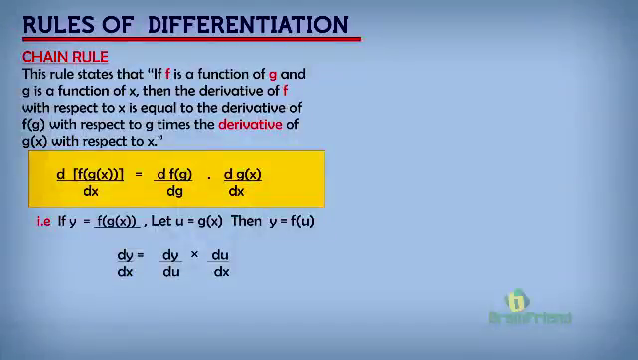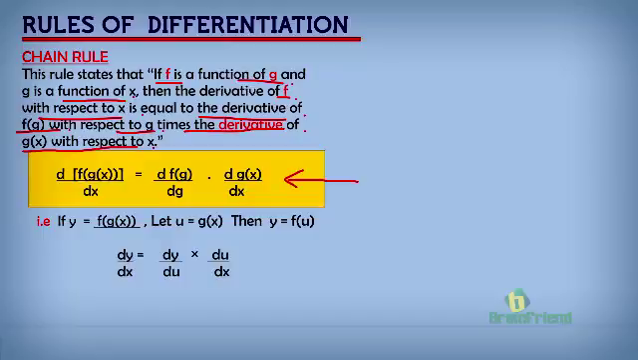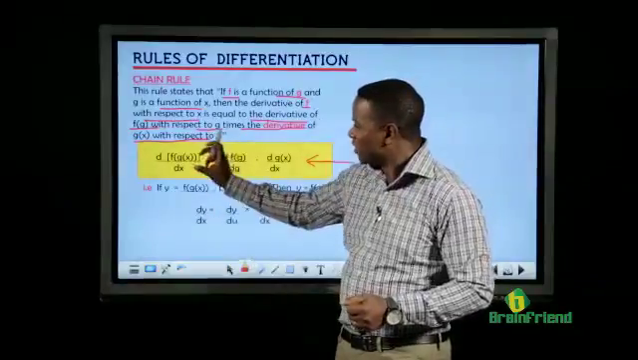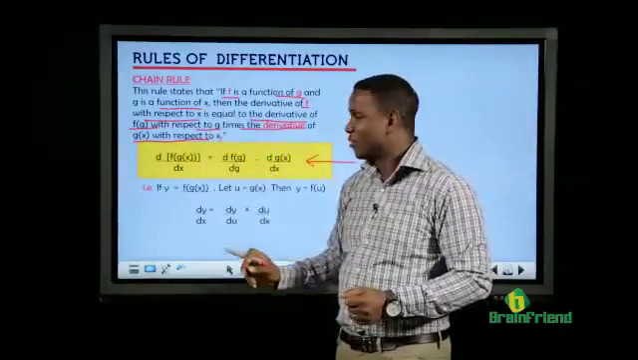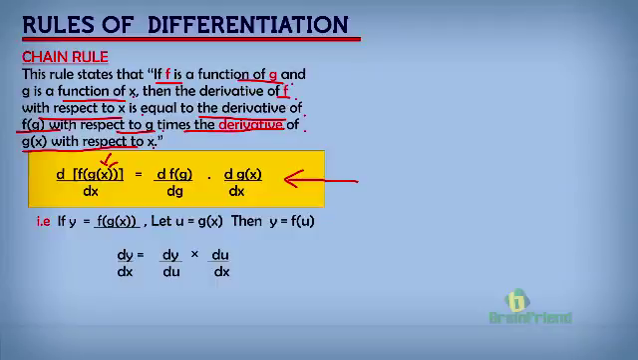But basically, the rule states that if f is a function of g, and g in itself is another function of x, then the derivative of f with respect to x is equal to the derivative of f with respect to g times the derivative of g of x with respect to x. Mathematically, this is what it looks like. So if we have the function of a function, g of x is a function, but of itself is also another function of f. So this is an example of a function of a function.